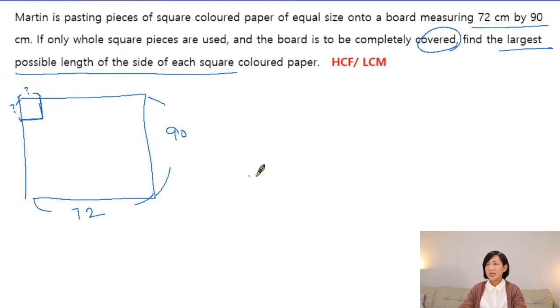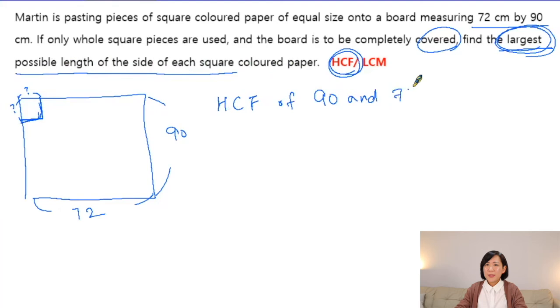So now let's see. Is it about the HCF or LCM? What we need to do is find the largest possible side of the square, right? Since we know that the square goes into the big board, that means it's a factor, right? So we need to focus on the highest common factor of these two numbers, 90 and 72.